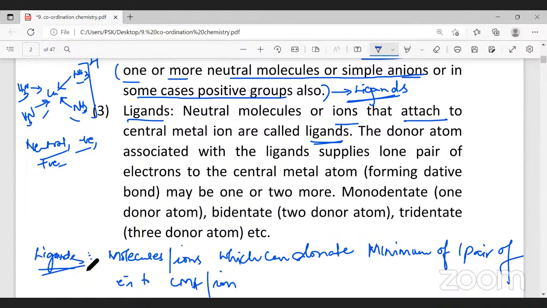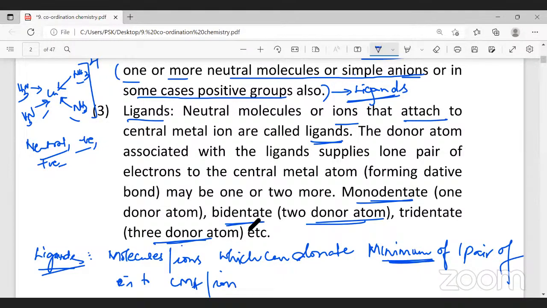Did you understand the definition for a ligand now? A ligand is a chemical substance. It's an atom, an ion or a molecule, which can donate a minimum of one pair of electrons to the central metal atom or ion. Depending on the number of pairs of electrons donated, ligands are classified as monodentate, one donor atom, bidentate, two donor atoms, tridentate, three donor atoms, tetradentate, four donor atoms, pentadentate, hexadentate, and it goes on.